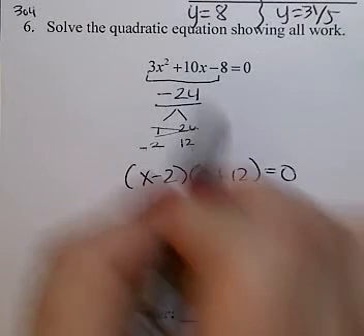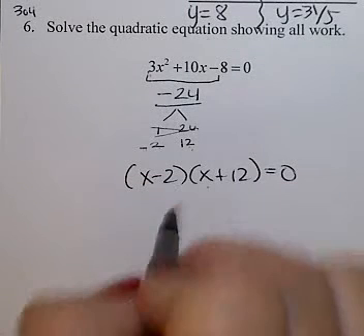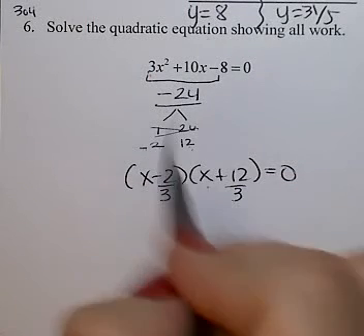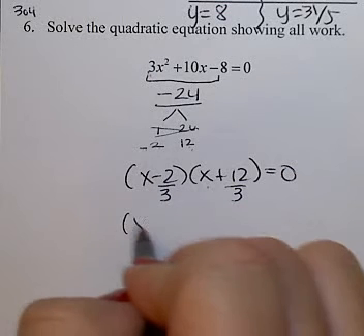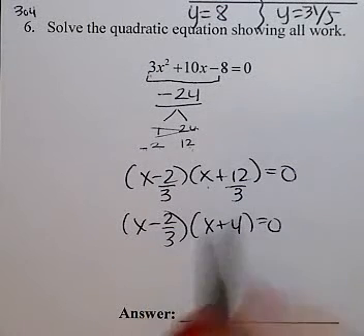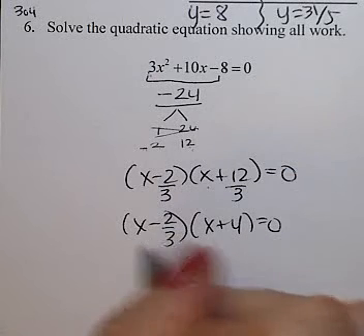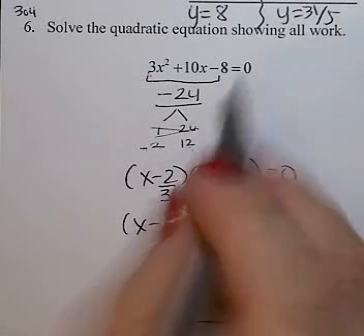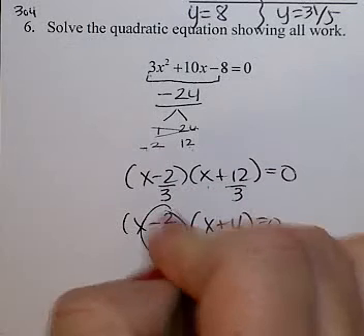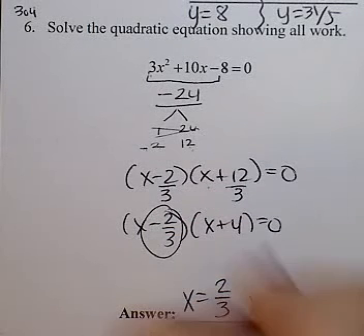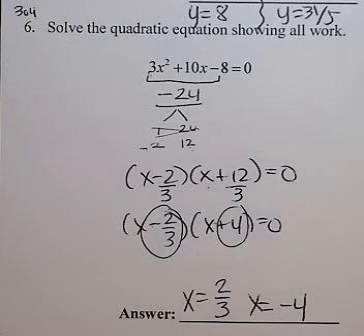Remember that whenever the leading coefficient is different than 1, we have to do the bottoms. This does not reduce. This does reduce to 4. Now it's a habit of most students to push this up, to do bottoms up. We're not rewriting this in factored form. We're looking for the answer. So one answer is x equals 2/3, and the other answer is x equals negative 4. Opposite signs.